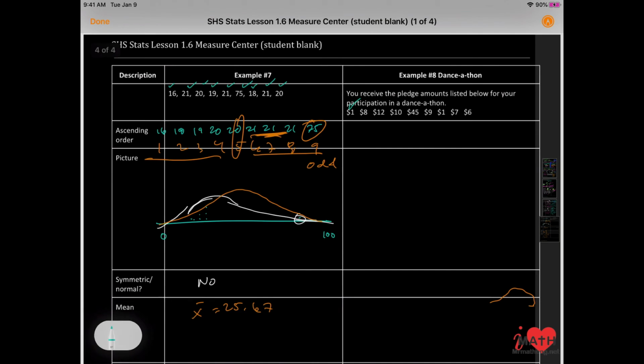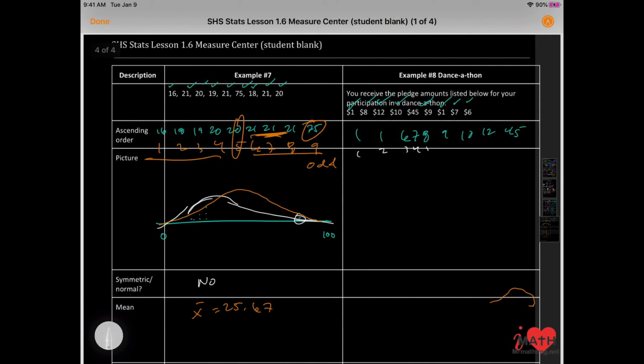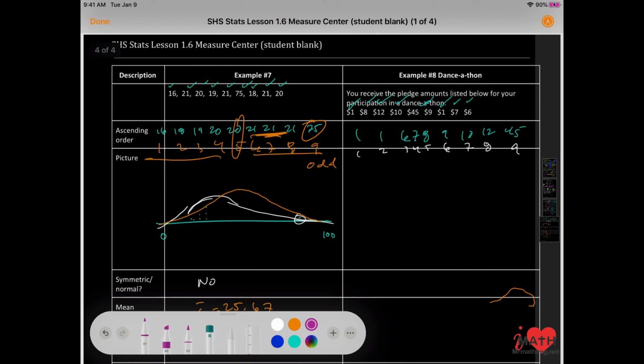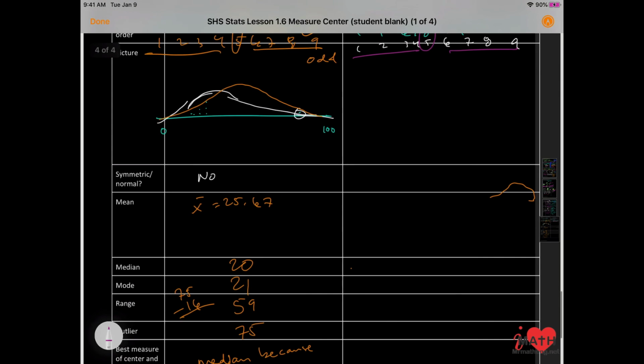Alright. 1, 1, 6, 8, 7, 9, 10, 12, 45. Let's count that number on the list. 1, 2, 3, 4, 5, 6, 7, 8, 9 numbers. Need 4 numbers, so there is our median. And we just write all the answers out.